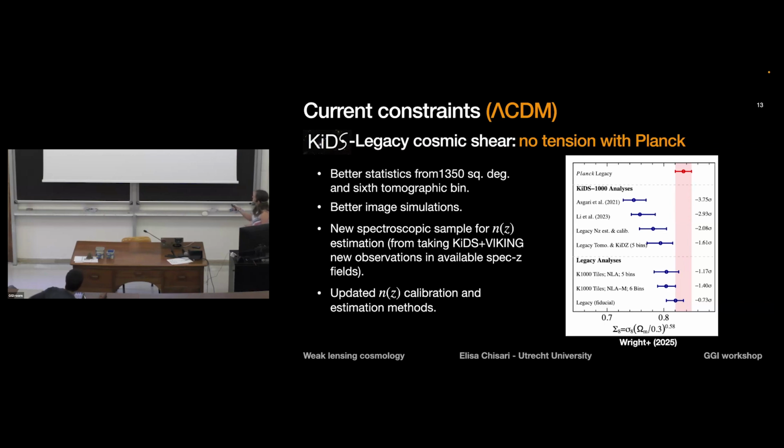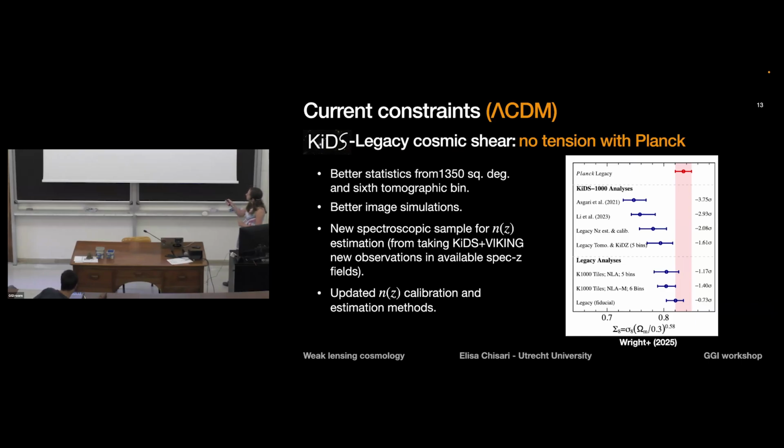Why is there no tension if with KiDS-1000 we did have a tension that was, you know, at the level of 3 point something sigma? Well, many things have changed. Main driver has been the increased area and adding a 6th tomographic bin. So just statistics have helped a lot, but there are other things that helped.